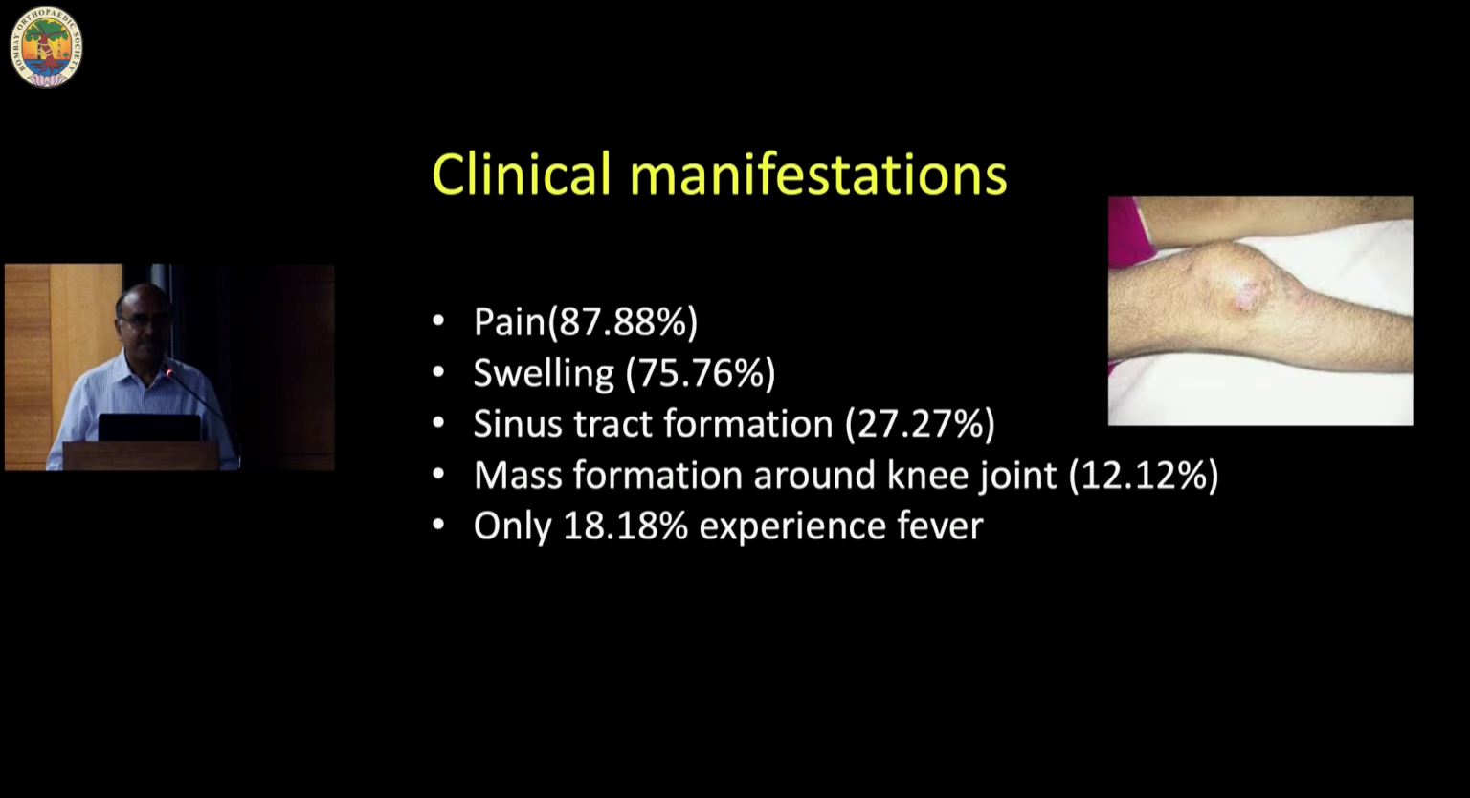Though the clinical manifestation is classically pain and swelling, any knee joint affection may present with it, but sinus tract formation should raise a doubt about tuberculosis even if the patient has not been operated before. And there is a possibility of mass formation around the knee joint. Even if it is not inside the knee but around the knee, if there is a mass, then think of tuberculosis in addition to the other differential diagnoses. And very few patients, almost 20%, develop fever. So fever, weight loss and loss of appetite are not the usual manifestations of extrapulmonary tuberculosis like bone and joint tuberculosis.